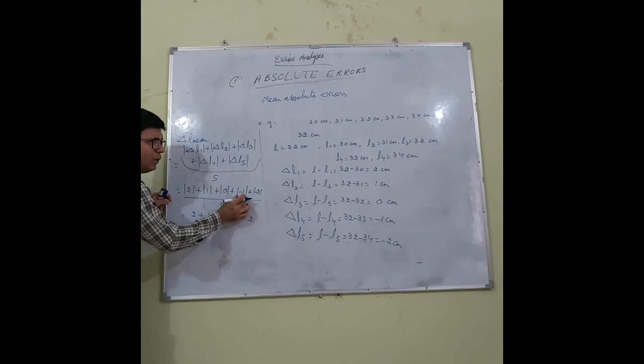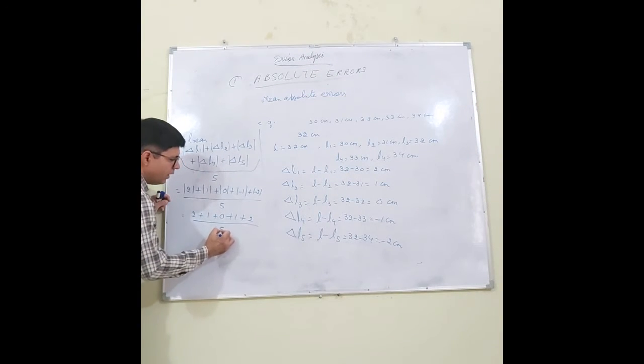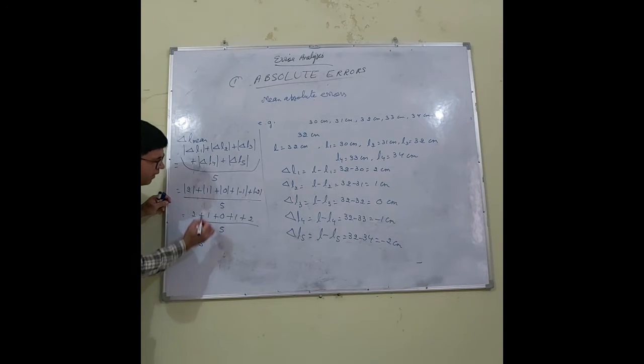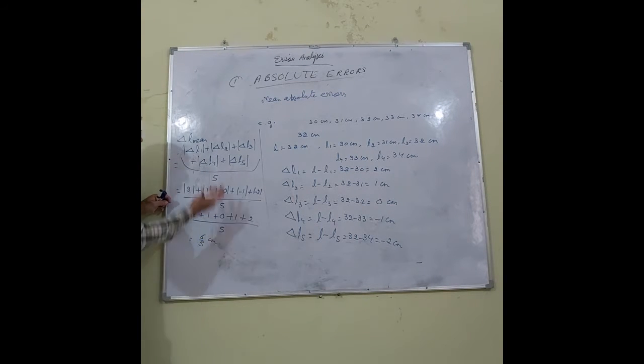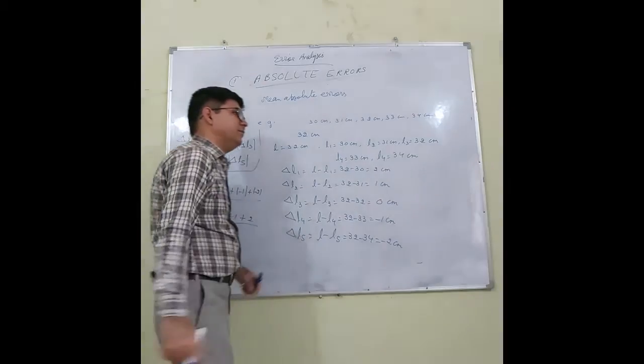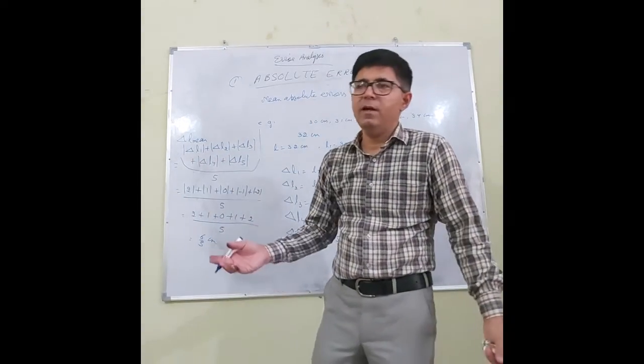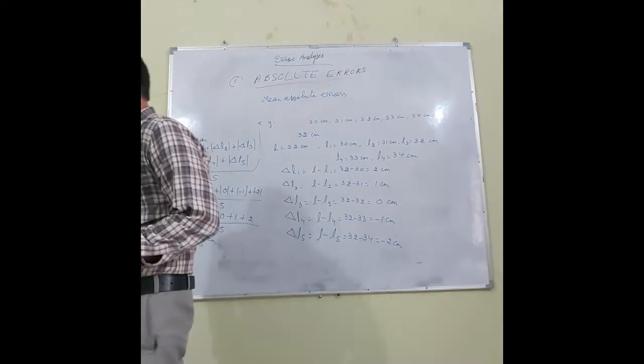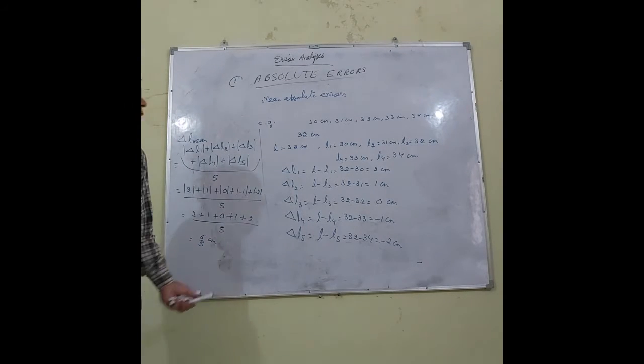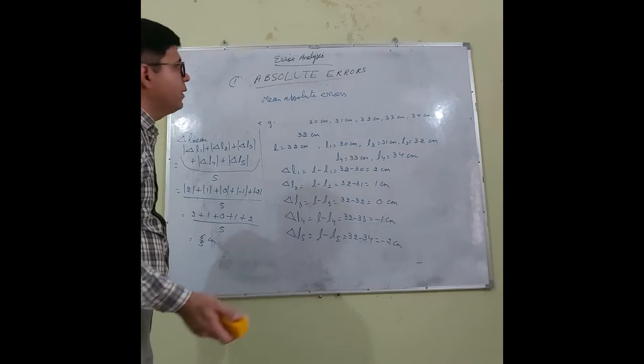This is the absolute value. It will always remain positive. So the answer is 6 by 5 centimeter. So here the mean absolute error is 6 by 5 centimeter. In this way you can do it. So I think absolute error is clear.